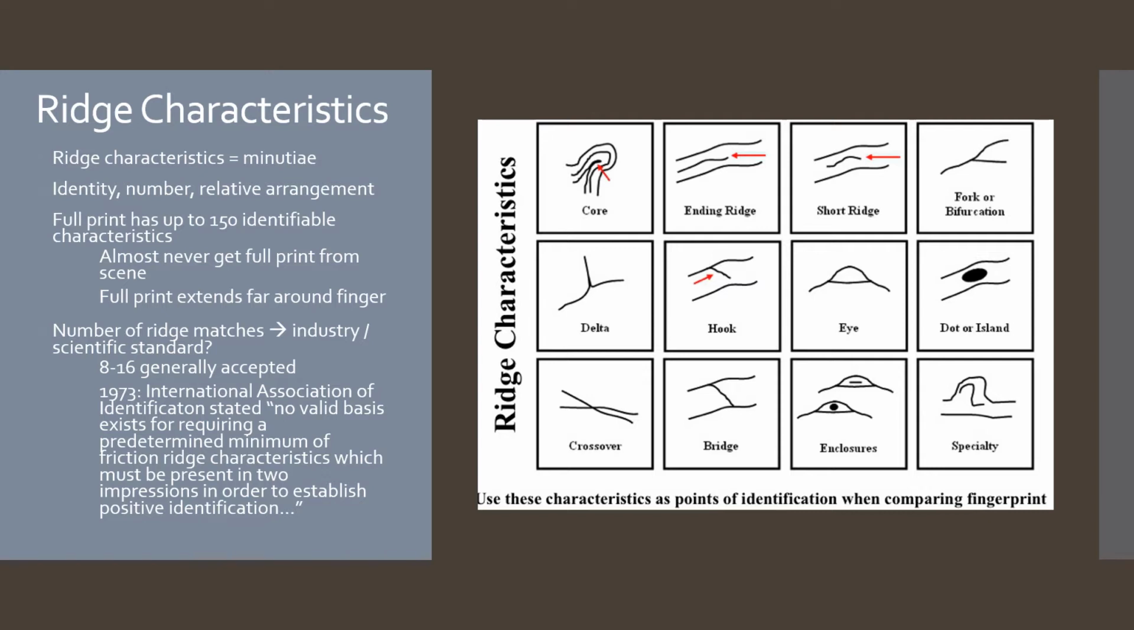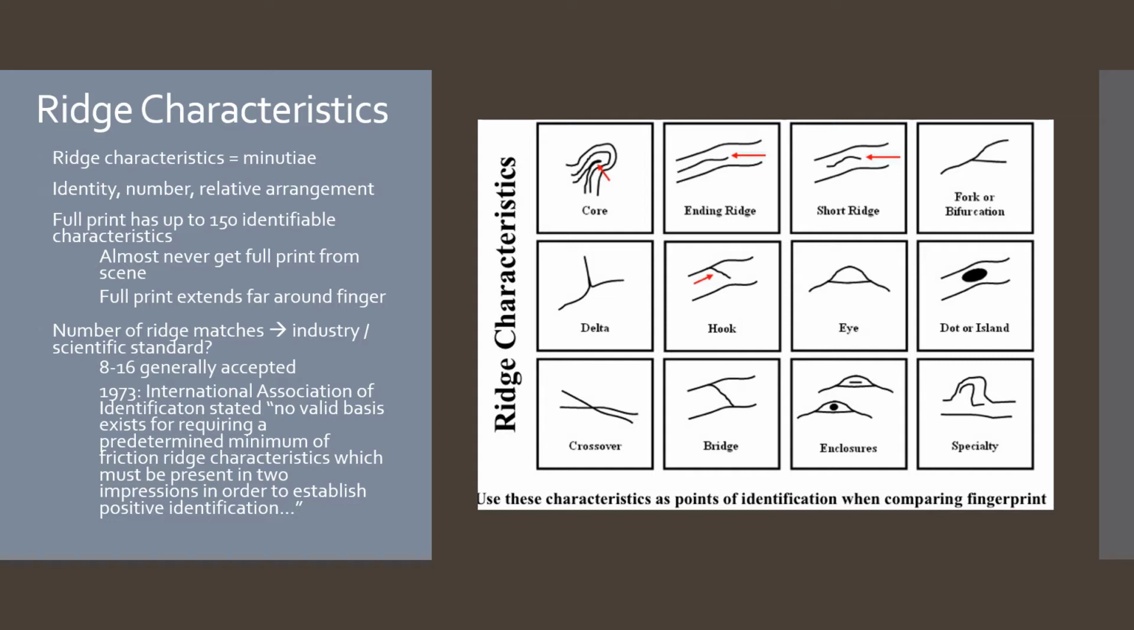If you get a full, crystal clear set of 10 fingerprints, you can have up to 150 different identifiable characteristics, not just the type here, but the arrangement too. You have a core, but it's close. You have a core, but it's large. You have a core, but it's whatever. These are additional characteristics that you can pick out.